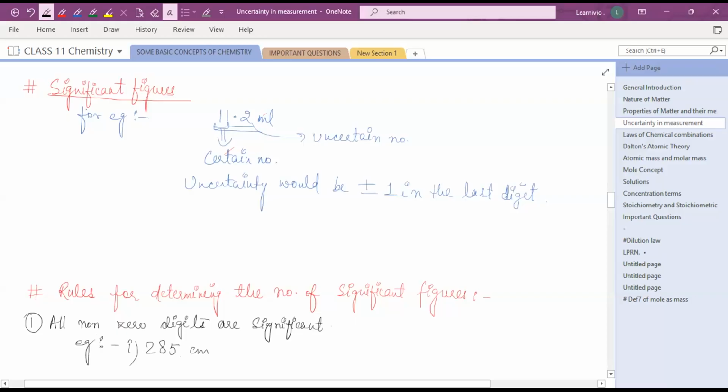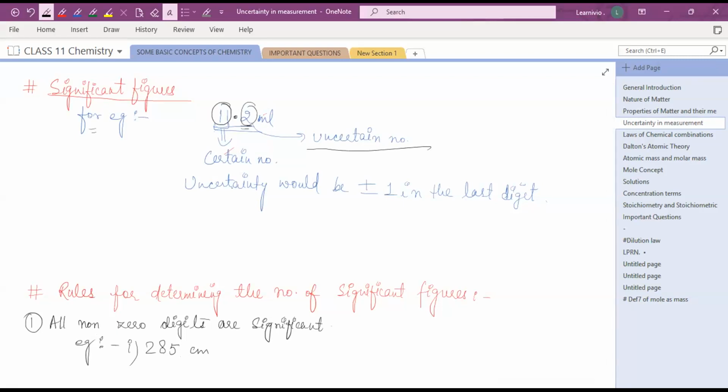For example, if my result came to be 11.2 milliliter in some experiment. Here you can see the 11 is the certain number which is fixed, and after the decimal, this digit 2 is the uncertain number. This is the certain number and this is the uncertain number. So uncertainty can be plus or minus 1 in the last digit.